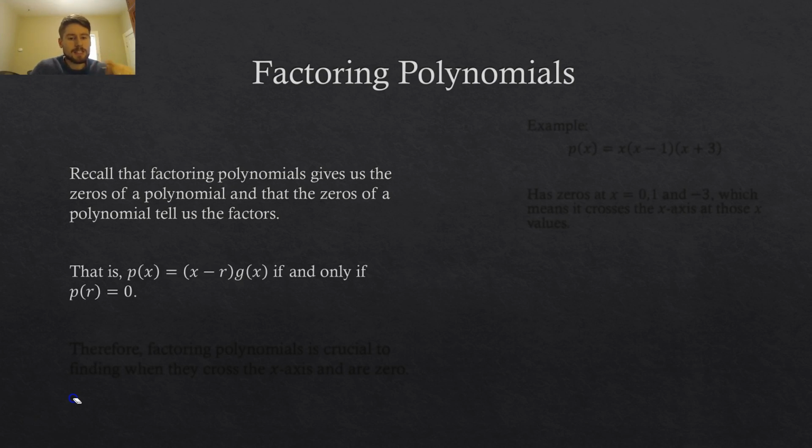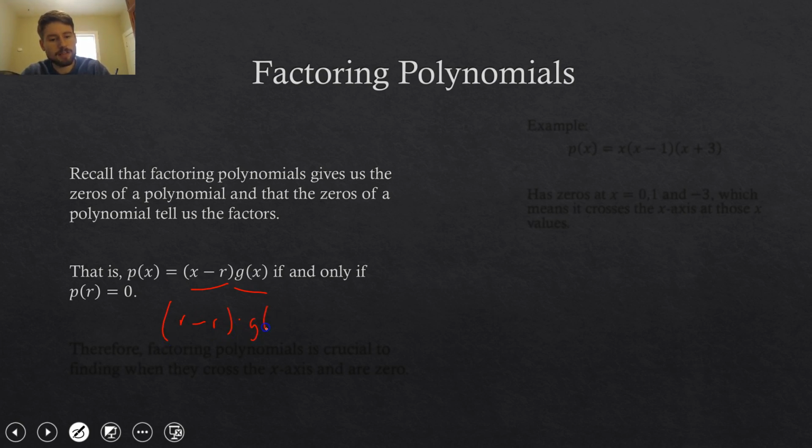Another way to say this more succinctly is that p of x equals x minus r times some other polynomial, g. So g is another polynomial. This holds if and only if you plug r in and you get 0. And you should be able to see that's the case right here. You plug in r minus r, times g of r. Who cares what g of r is? Because this thing right here is 0. And 0 times any number is going to give you 0. Right? So x minus r is a factor means that r is a 0.